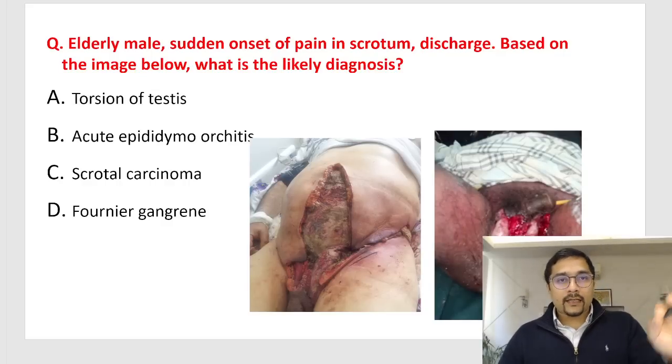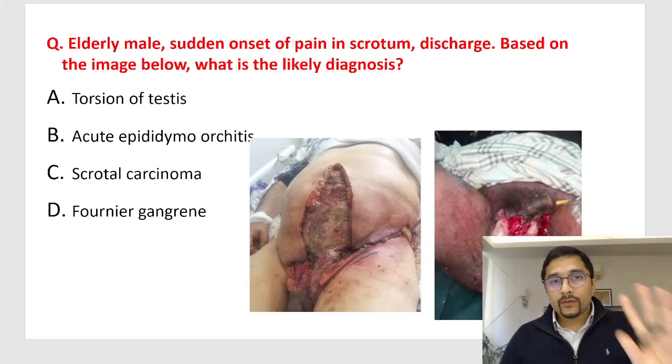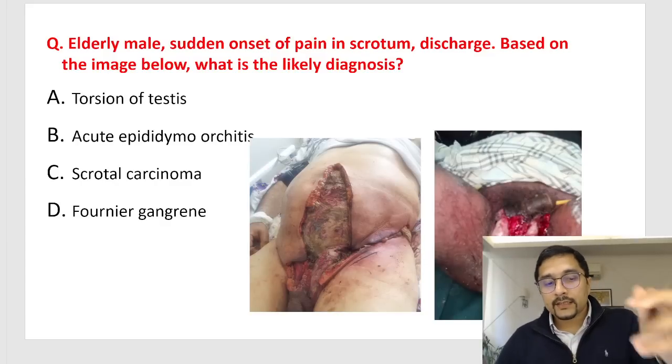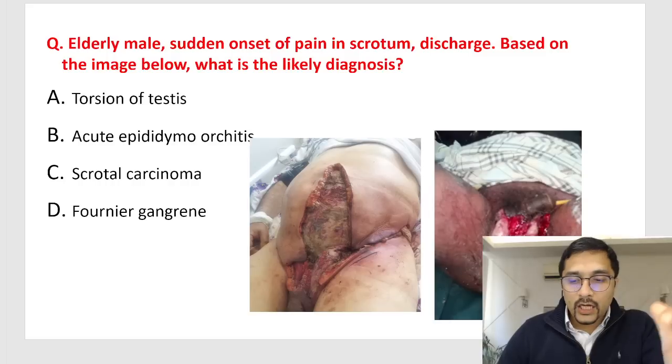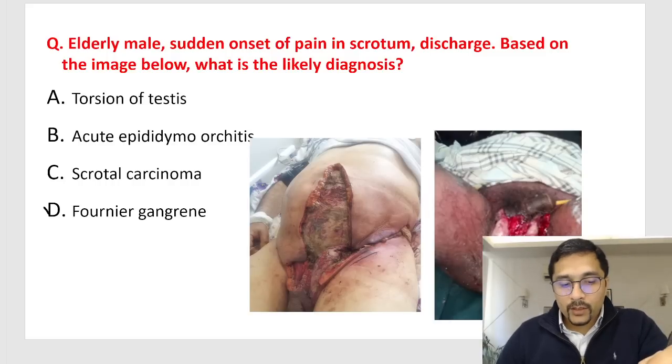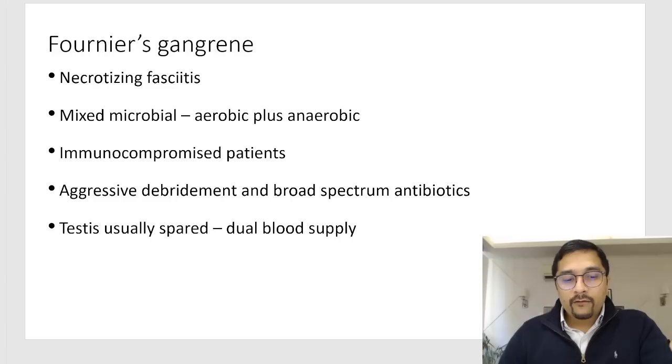Again, Fournier's gangrene: in the last 3 years, 3 FMG exams have asked this. You should know about this. Elderly male with sudden onset pain in the scrotum and discharge, based on the image shown below. This is Fournier's gangrene, which is a necrotizing fasciitis involving the perineal region.